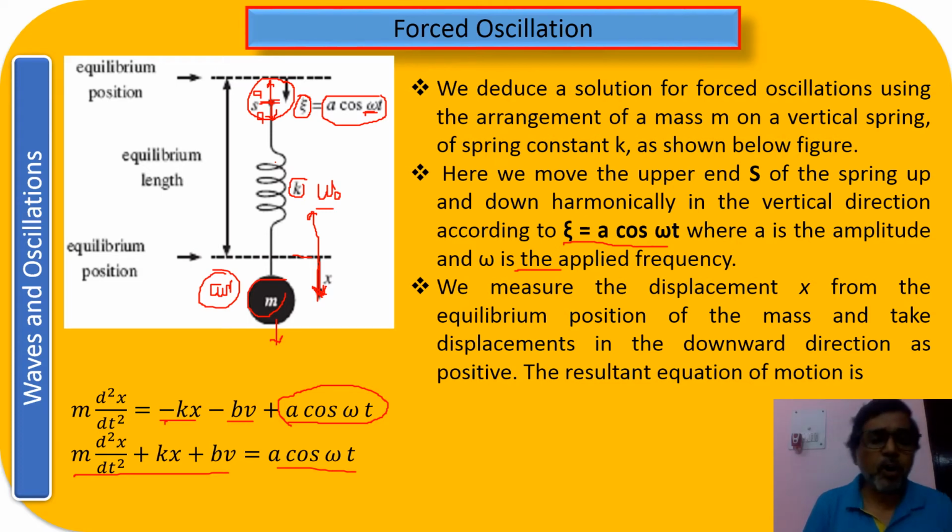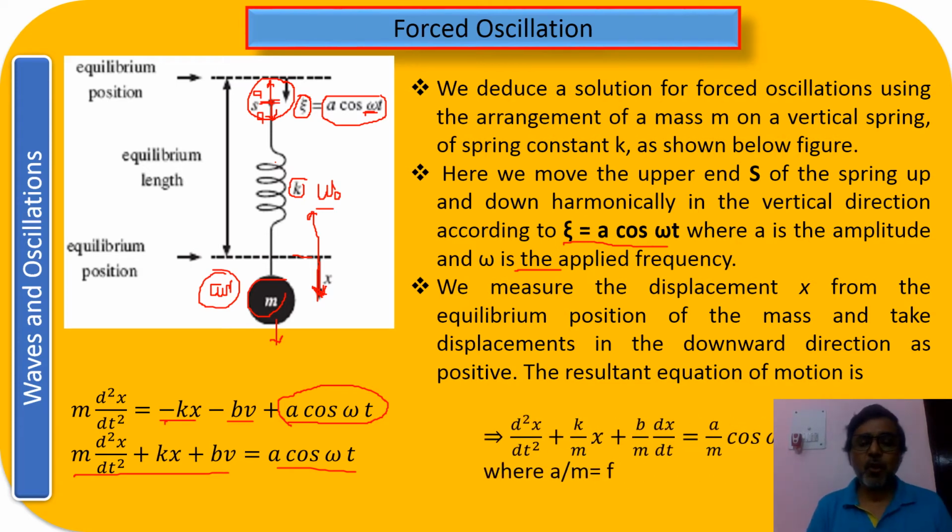Now here all your symbols have the same meaning. So now you divide all the terms by m. If you divide all the terms by m, what you get is d²x/dt² + (b/m) dx/dt + (k/m)x equal to (A/m) cos ωt, where A/m we are taking as f. Now we already know that k/m is called ω₀², and that is the natural frequency, right? And b/m is equal to 2γ, right?